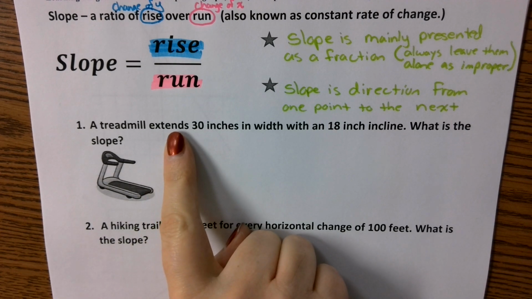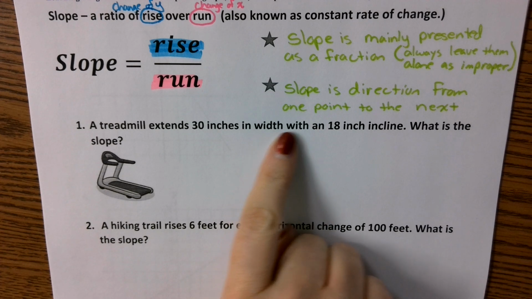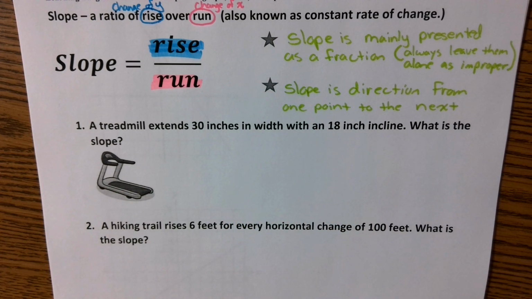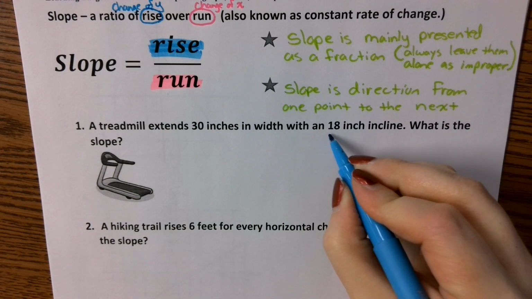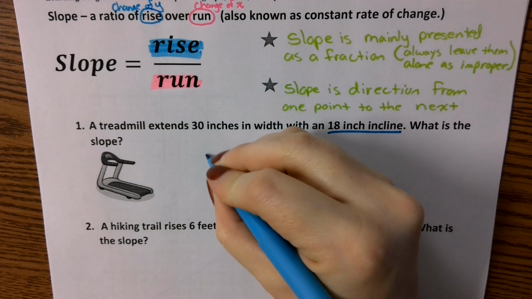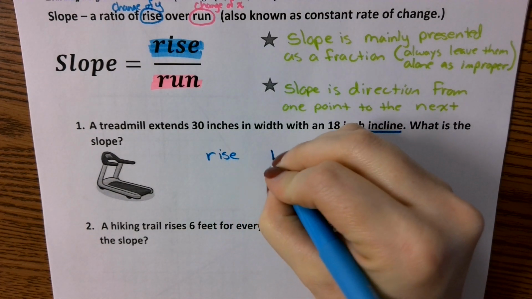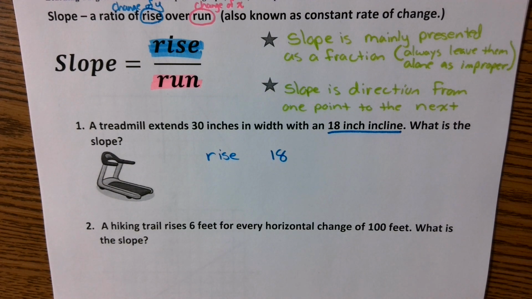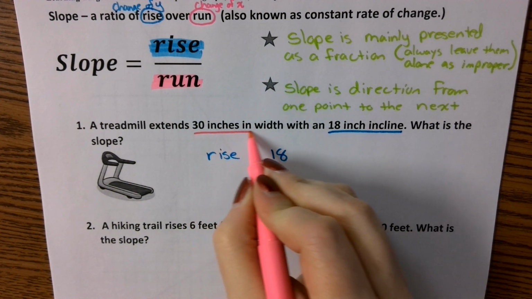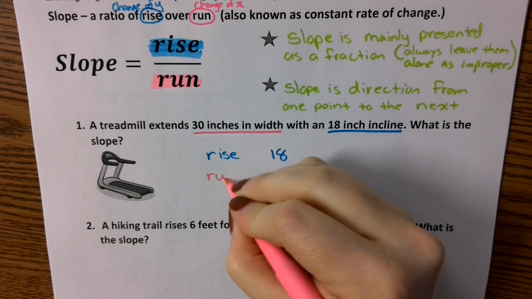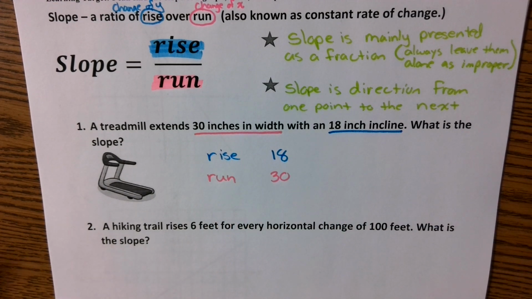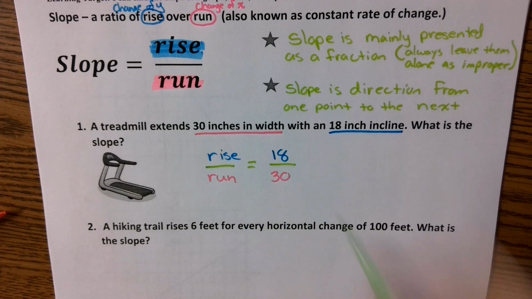So here, the treadmill extends 30 inches in its width, and it has an 18-inch incline. So we want to know the slope. Which one of these values would represent the rise, the 30-inch width or the 18-inch incline? Elijah: 18-inch incline. So we're going to go ahead and underline or highlight that in our blue. That's going to represent the rise of 18. That means that the 30-inch width is going to be our run. Okay, so again, we present it as a fraction. We got 18 over 30.